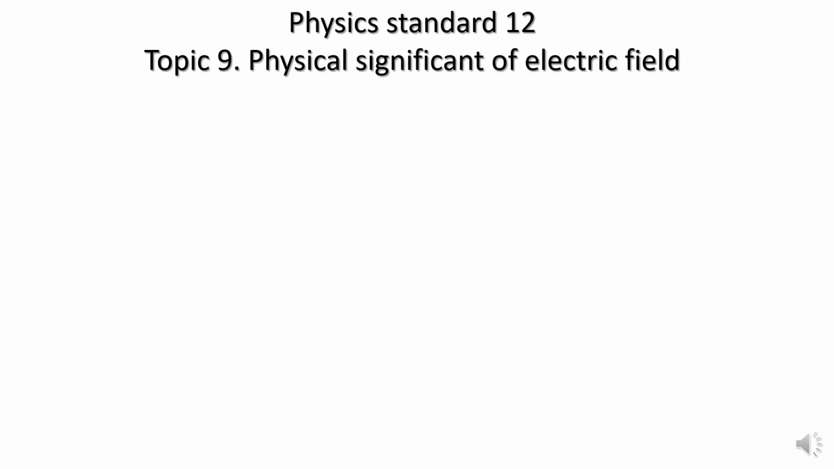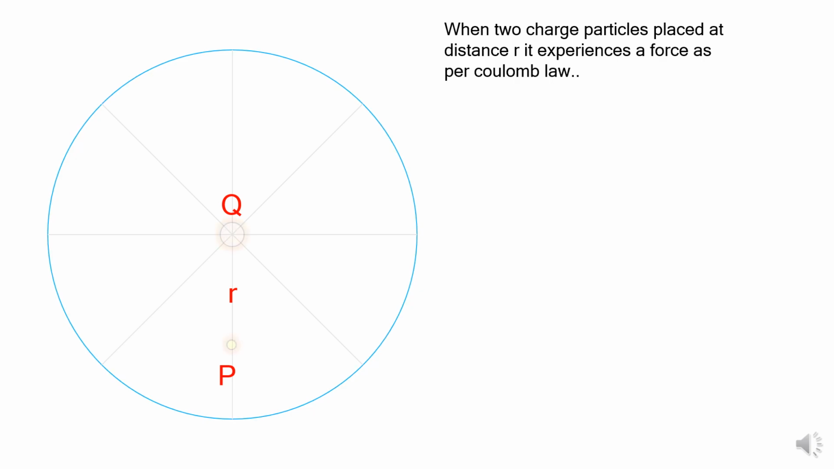By forcing one charge on the second charge and the second charge on the first charge, will it generate an electric field? Answer is no. The known scientist Mr. Faraday has done some experiment, and based on that particular experiment, we can see how the electric field is being generated. Let me try to explain in topic number 9, the physical significance of an electric field.